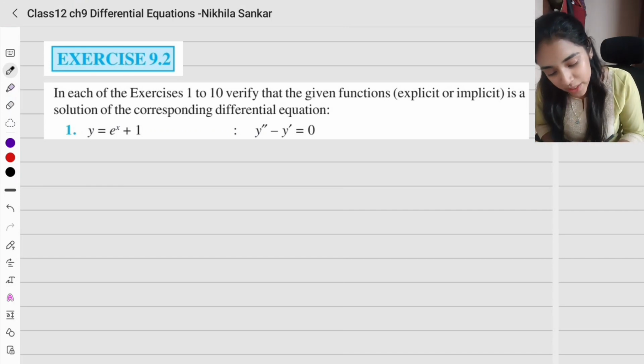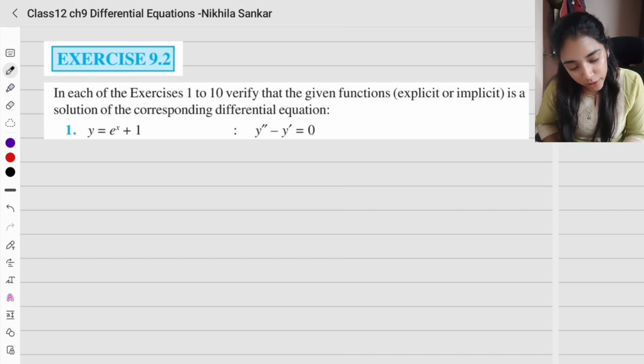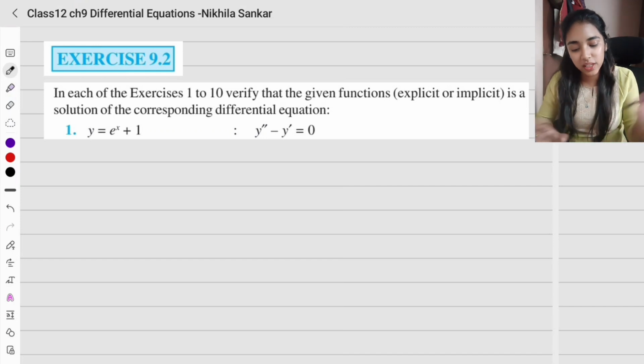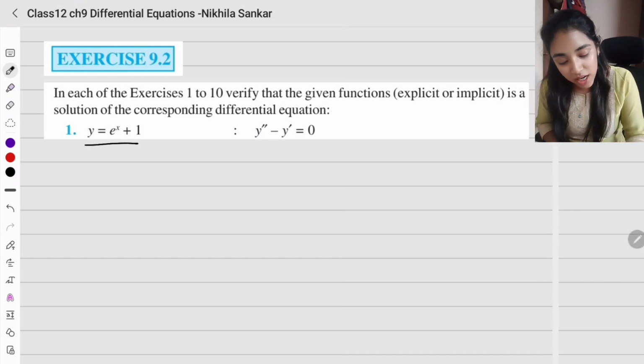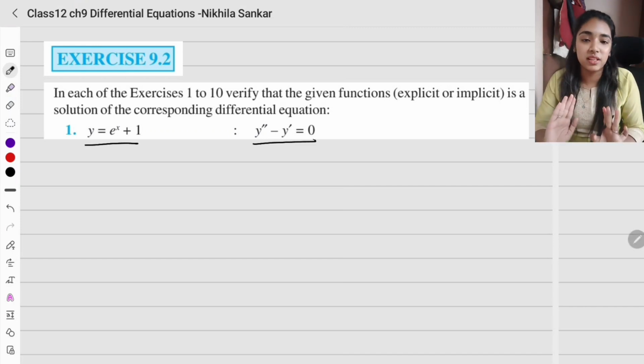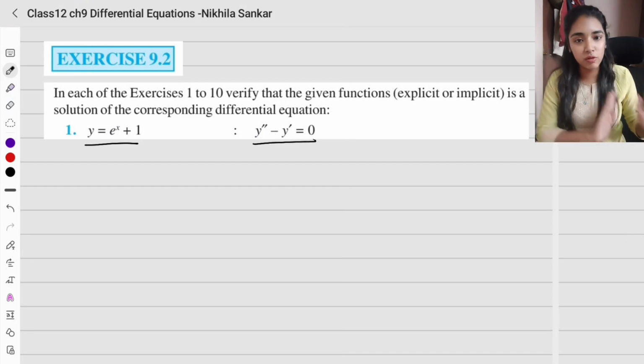Exercise 9.2. Question number 1. In each of the exercises 1 to 10, verify that it is a solution of the corresponding equation. So y ஒரு function கொடுத்திருக்கான். இத satisfy பண்ணுதா? Is it a solution? அப்படினா அர்த்தம் it is satisfying the equation equal to 0 ங்கிறது satisfy ஆகணும்.